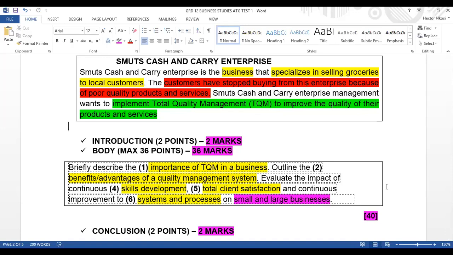Tomorrow, we are going to go deep. I'm going to explain each point one by one on how you need to come up with your points in an exam situation.